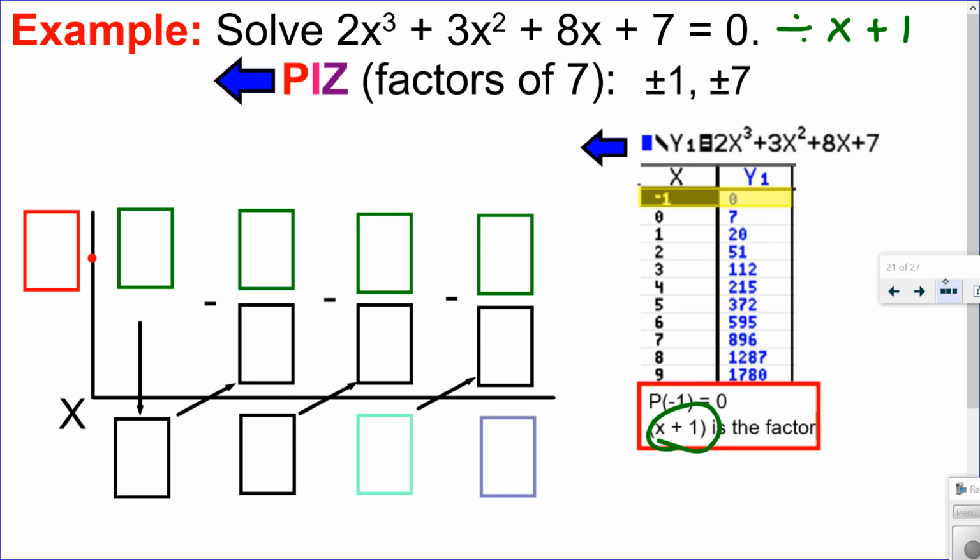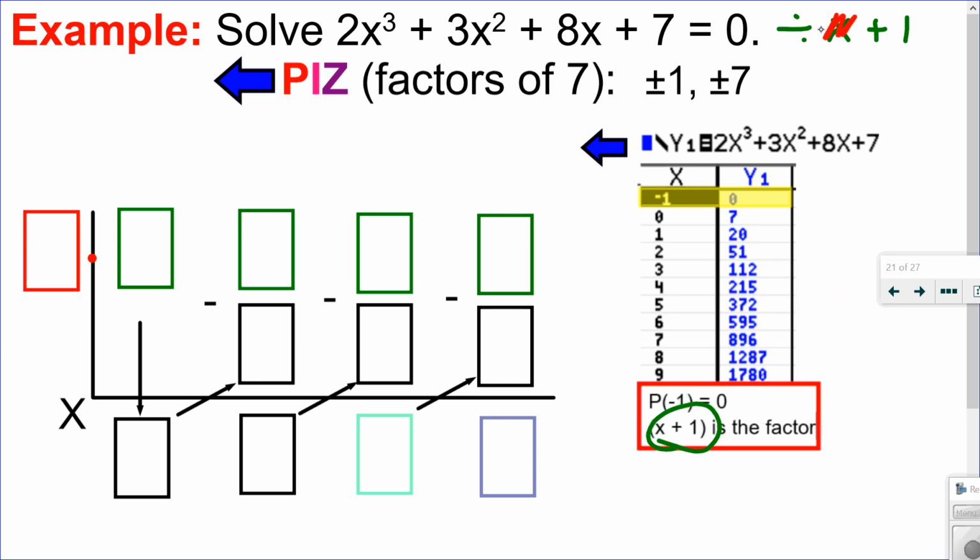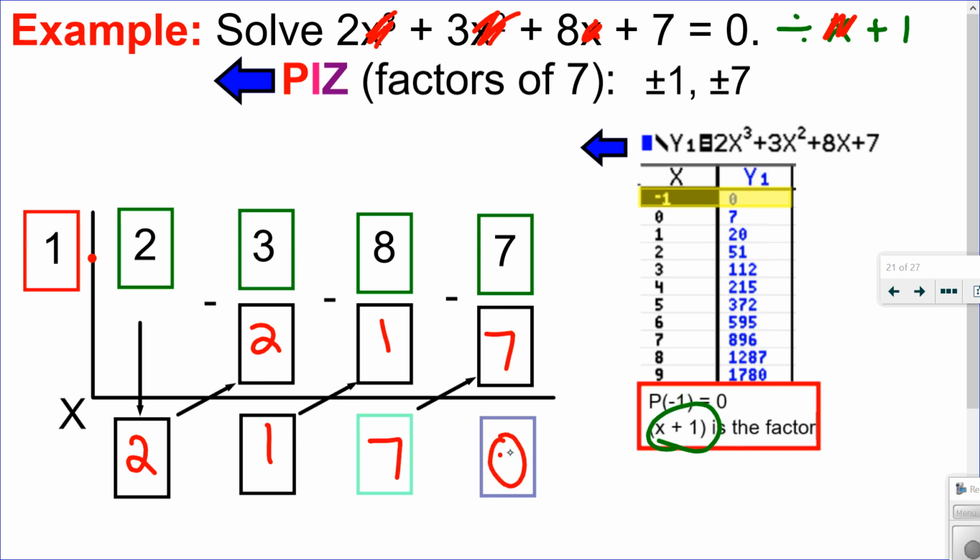So I'm using synthetic division, and remember with synthetic division, you just ignore the x's and divide using just the numbers. In this example here, I'm going to take 1 on the outside and then 2, 3, 8, and 7. So I'm going to go through and divide that. Bring the 2 down, and 2 times 1 is 2. 3 take away 2 is 1. 1 times 1 is 1. 8 take away 1 is 7. 7 times 1 is 7. 7 take away 7 is 0. And yes, I've done that correctly.